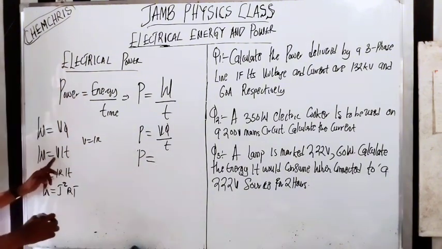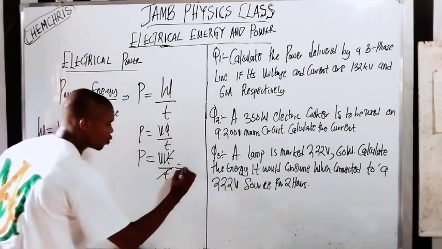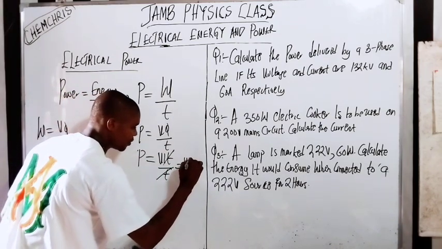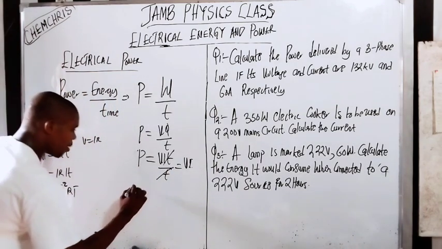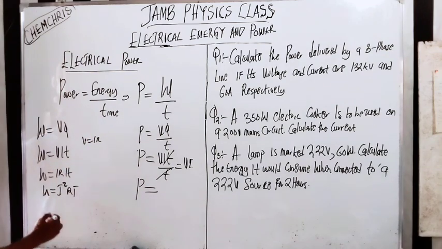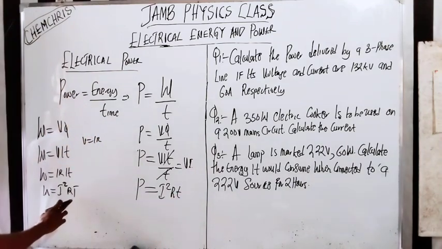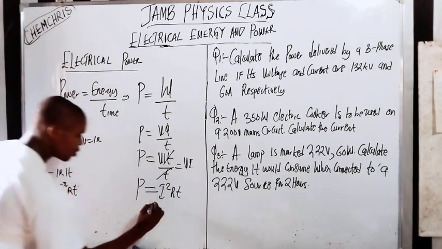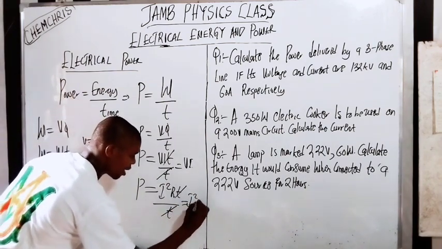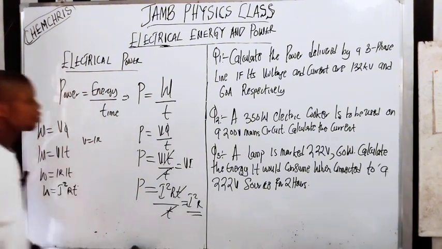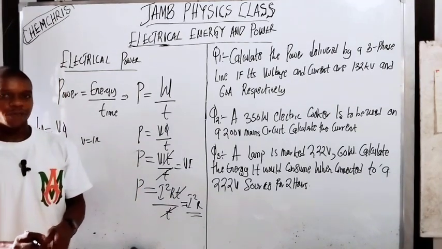P is also the same as VIT over T. T cancels out T, so here we have VI. Can you see that, which is the energy? Here we can also say P equals I squared RT over T, right? T cancels out T. So here we have I squared R. These are things you got to know when you are solving power.